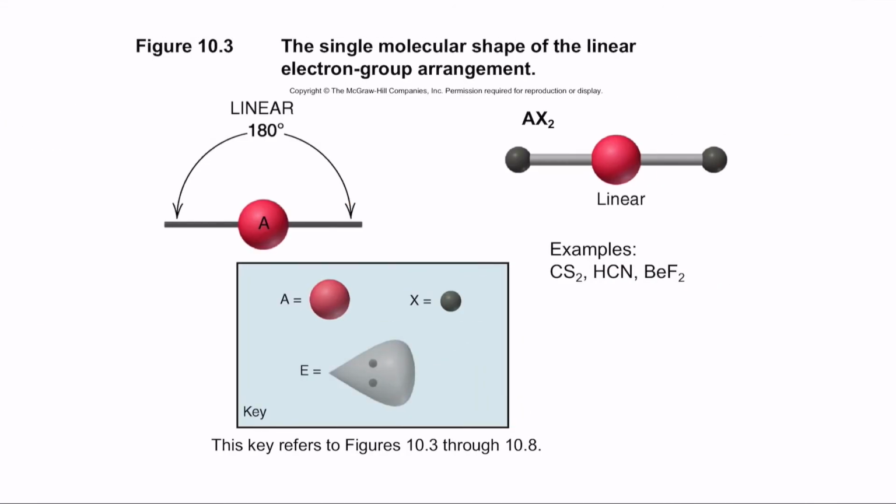So let's start with the first structure, which is AX2, where you have one central atom and two adjacent atoms and no valence electron pairs. So this is no lone pairs. So you have A here in the center and two atoms on the edges. This is the common structure for CS2, HCN and BeF2.